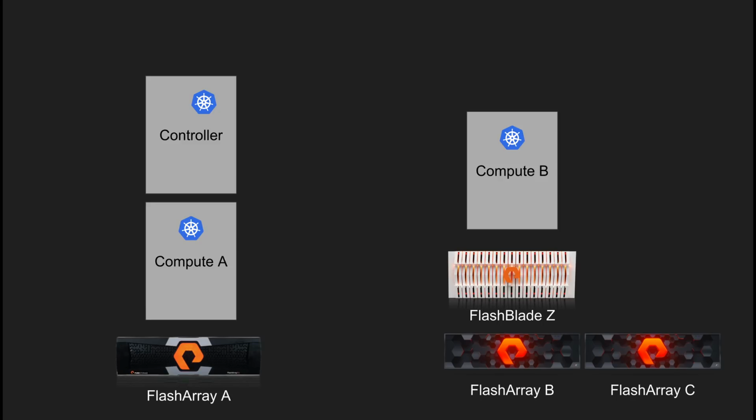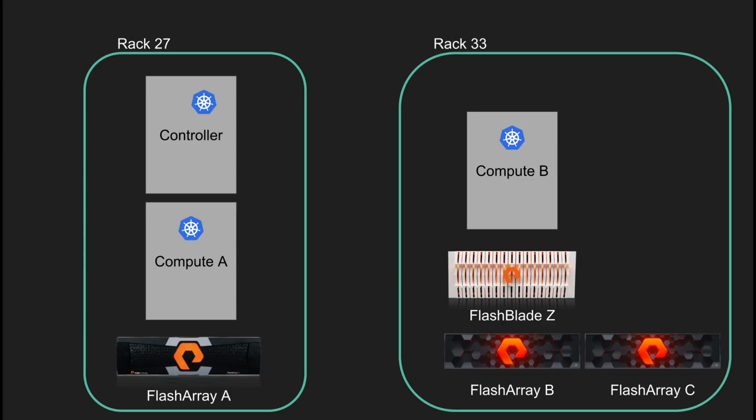So we've got our setup. Our cluster's all kind of one thing right now. We don't really distinguish much, but there's really this topology, right? These things are in racks. There's, say, rack 27, rack 33, whatever.